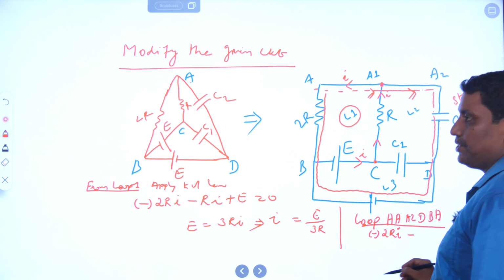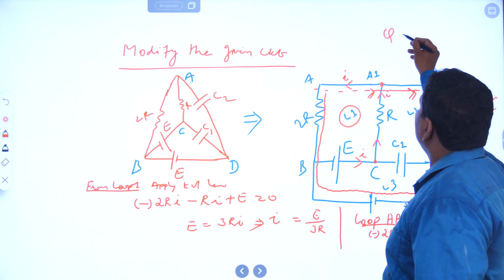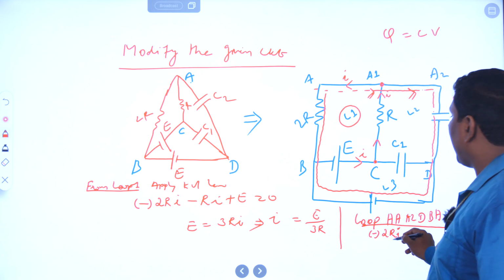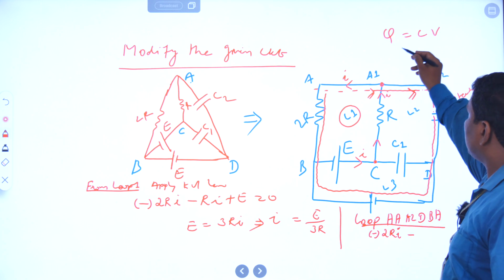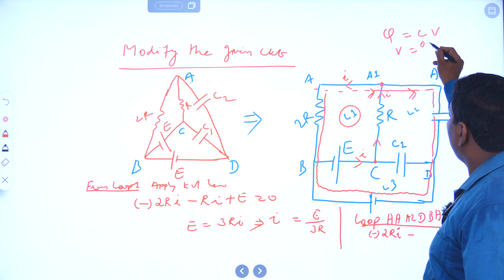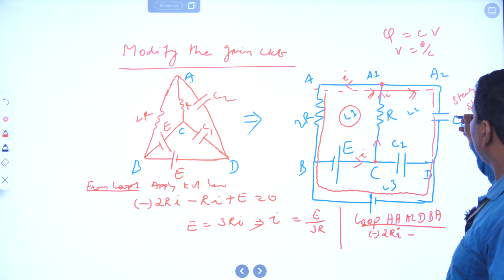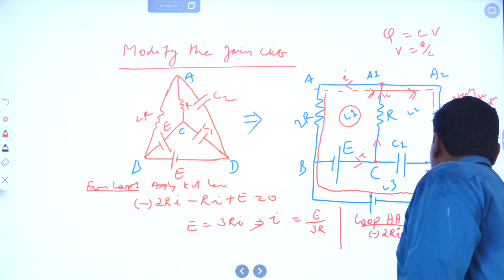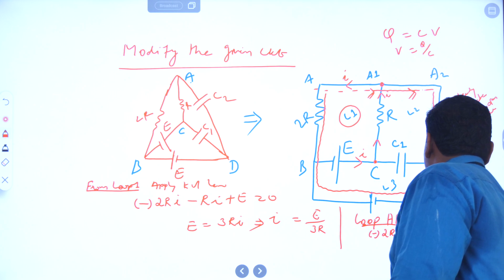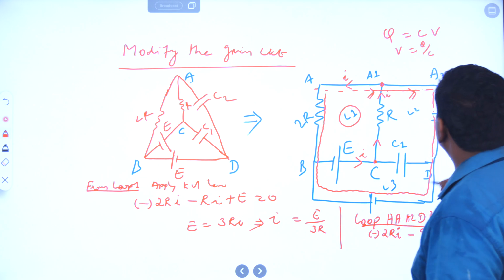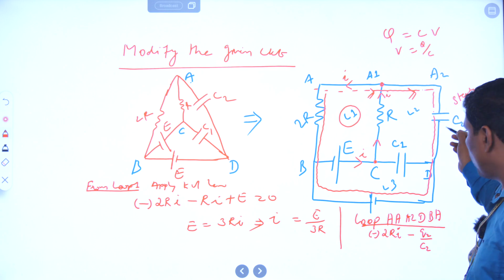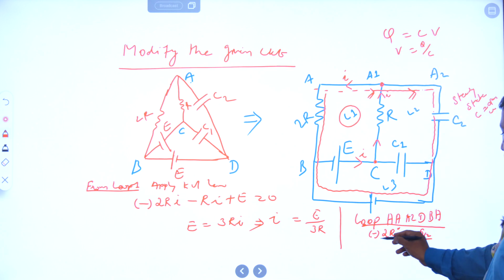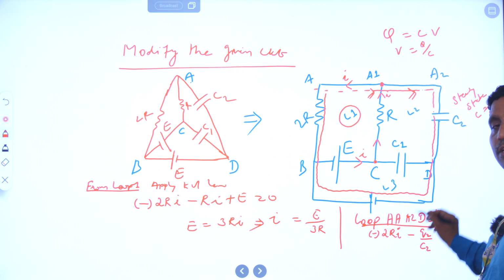In terms of voltage, we know very well Q is equal to CV. Because here I am writing the KVL equation, what is V? V is nothing but Q divided by C. Here C2 is available, so I can write Q2 divided by C2, because capacitor C2 stores the Q2 charge. Q2 divided by C2 is nothing but voltage. This is a KVL equation, so we write in terms of voltage only.